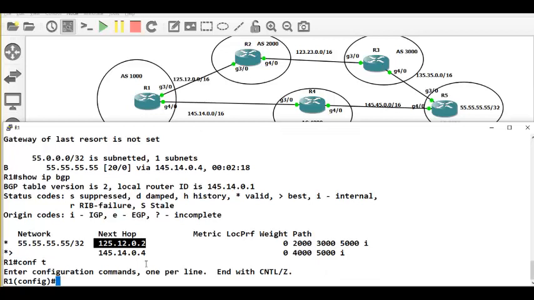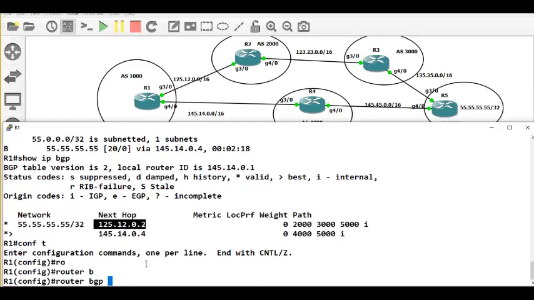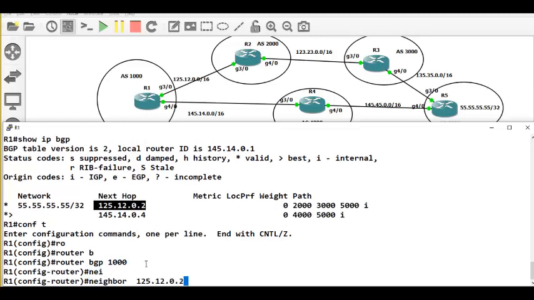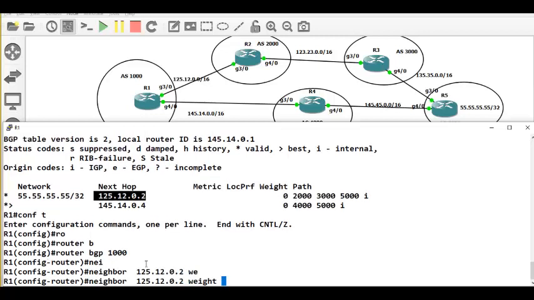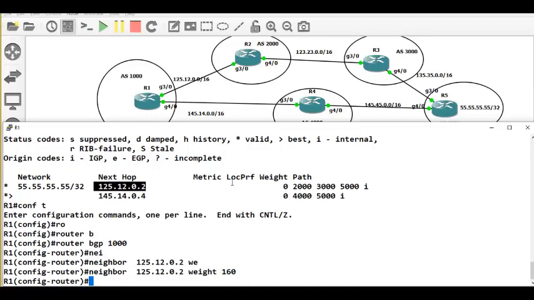Router BGP 1000. Neighbor, this neighbor, weight. See how easy it is? 160, something like that. Default is what? 0. I have given 160 now. So it compares the weight. 160 is bigger than 0. So it will go via router 2.